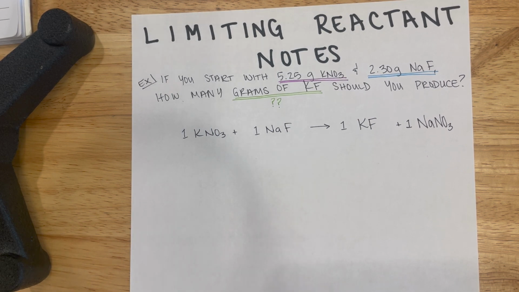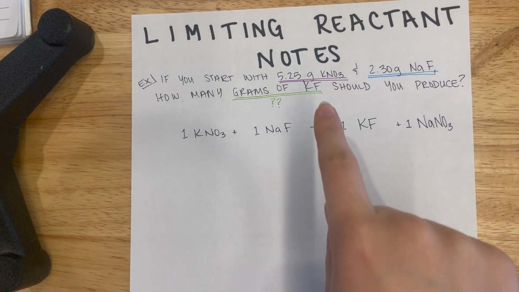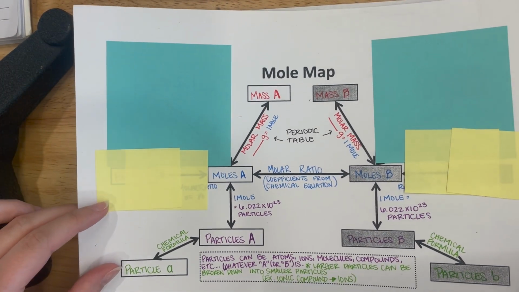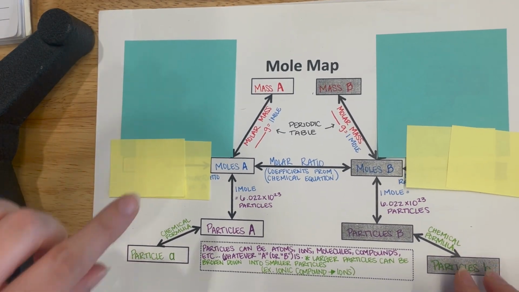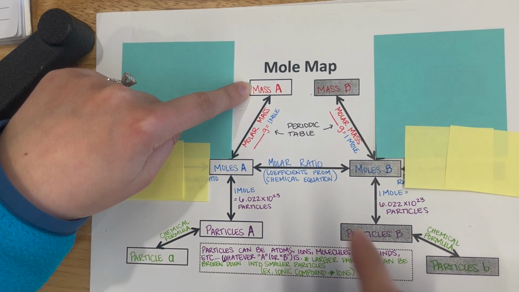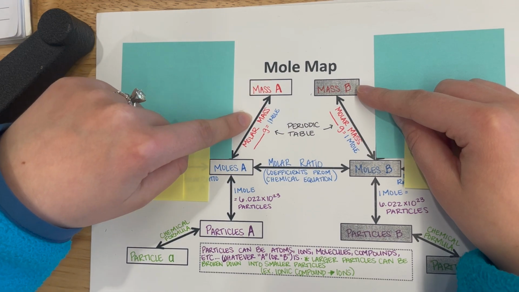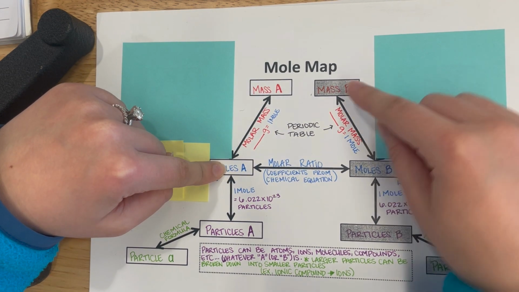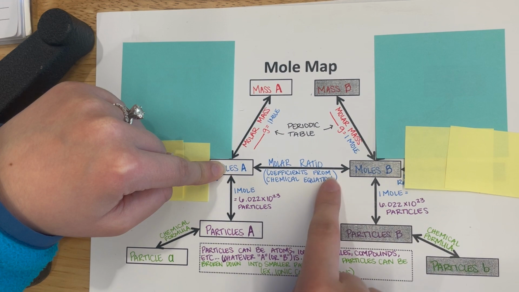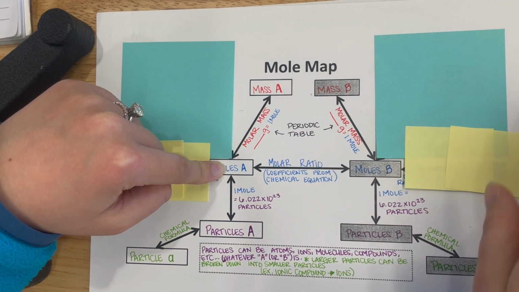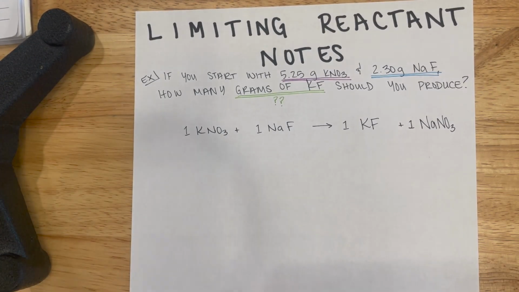So now what we're going to do is find an answer for each of our starting values. Now, we're given two values in grams of our reactants, right? If we look back at our mole map, that would be like being given a mass of A, and we're trying to find a mass of B, right? So we're going to need to use a molar mass to get to moles. We're going to have to use that molar ratio with coefficients from our chemical equation, and then another molar mass to find our final answer of how many grams of potassium fluoride we can produce.